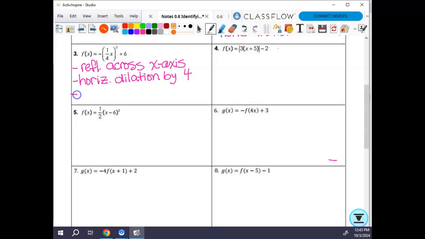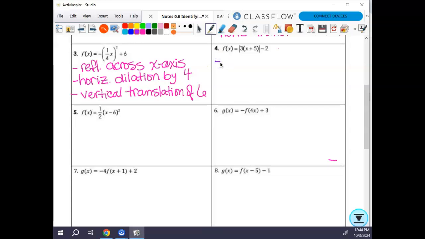Then that 6, does that affect x or y? Y, so this is a vertical translation of 6. Okay, any questions at all? All right, let's look at 4. Do you think that 3 affects x or y?